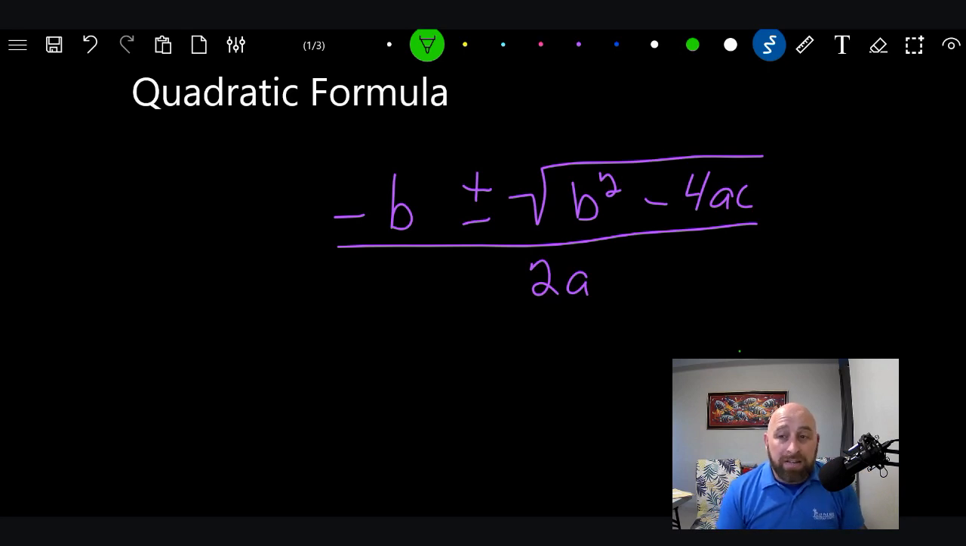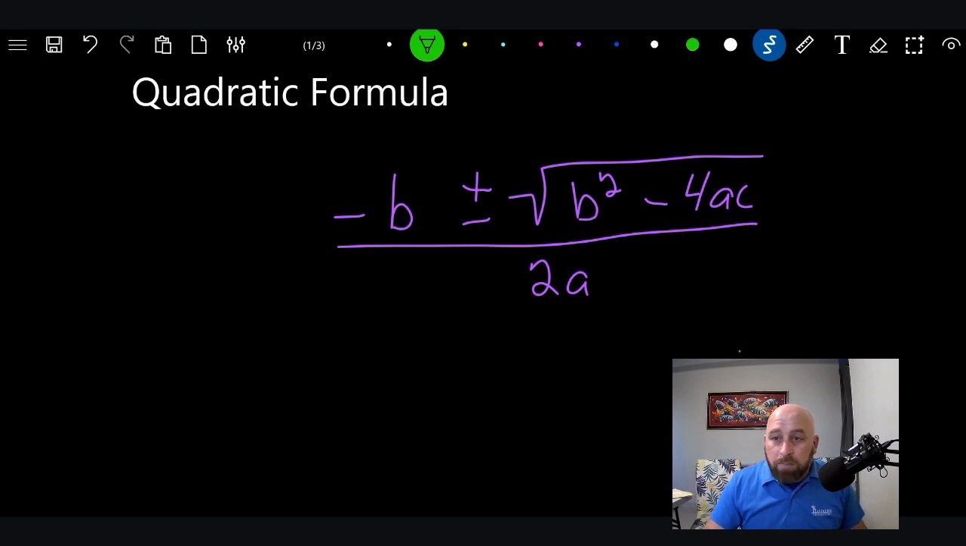Negative b plus or minus the square root of b squared minus 4ac, over 2a. That is the quadratic formula. Any quadratic, you can plug into this formula. You can't factor every quadratic because sometimes they end up with square roots and we don't know how to factor those. You can always complete the square technically, but sometimes it's complicated. This method will always work, and I think as you continue to practice with it, you'll like it.